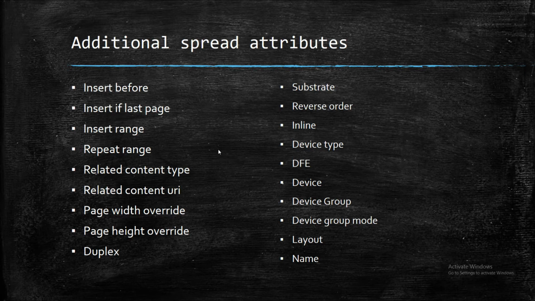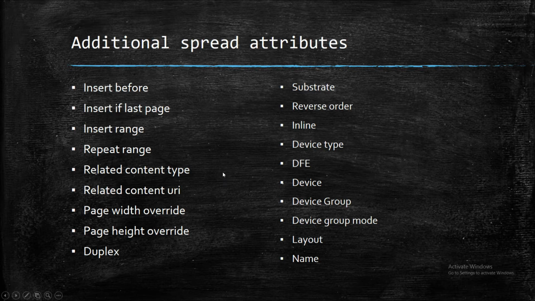Insert range and repeat range are exactly like we've seen in other areas of the system. It basically just says where do you want to include this additional spread? Based on the range you provide, or a repeat range, you could include it more than once, or once in the middle and at the end, or however you want to do that.